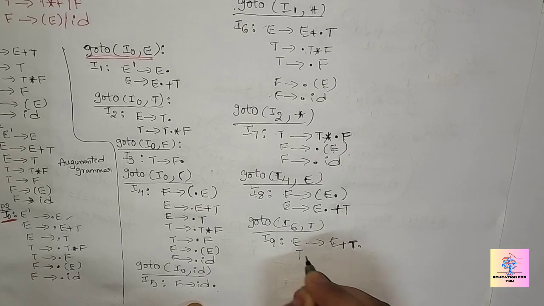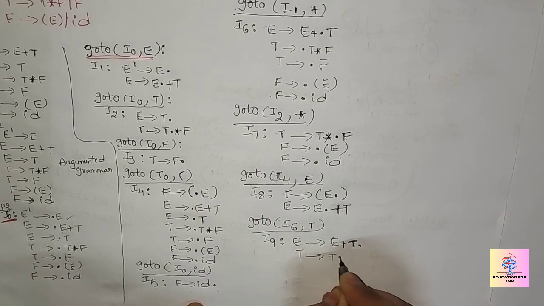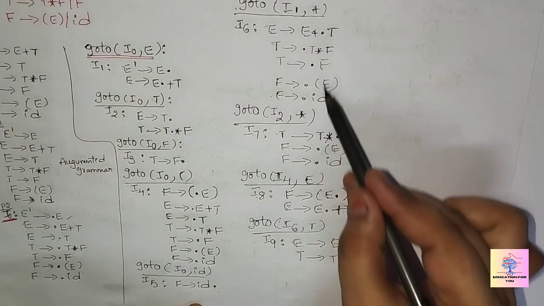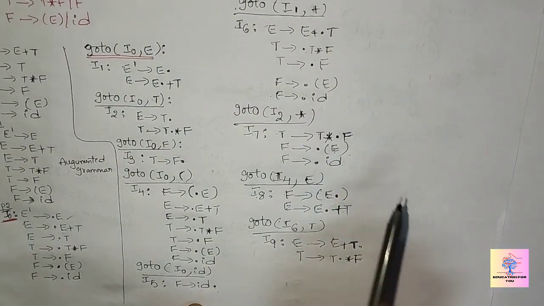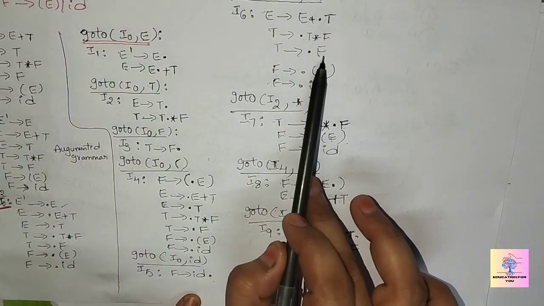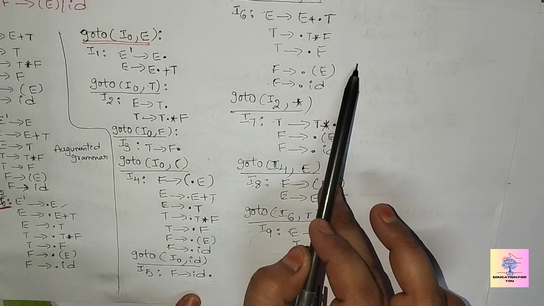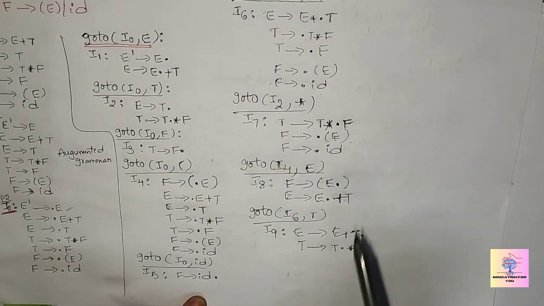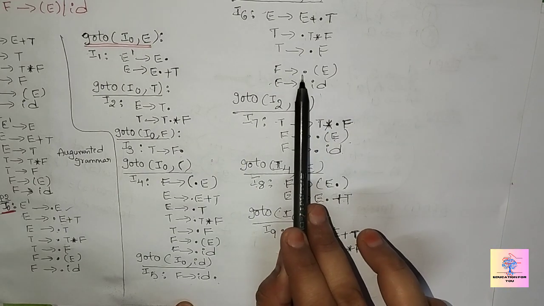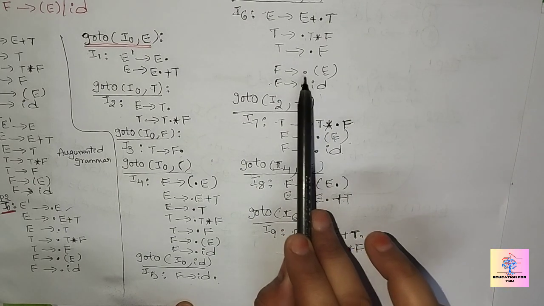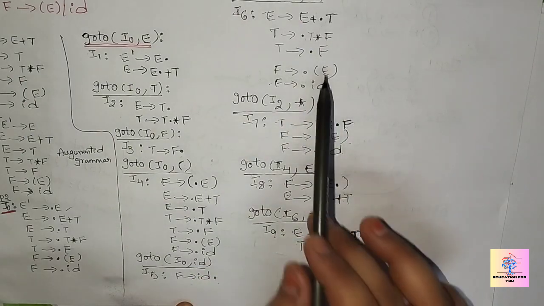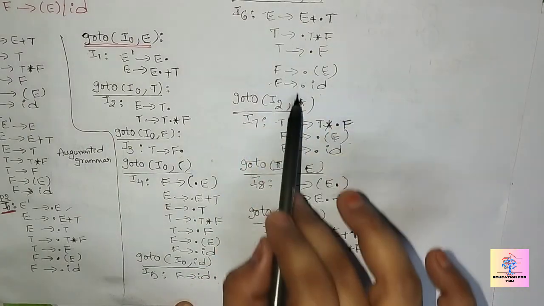So how can you shift that dot? T dot star F. Are there any T's you are going to observe? No, no T's. Now if you take I6, T is over. If you take F dot, you will get F dot, which you already got as I3, so no need to perform. Here for dollar, open parenthesis dot, open parenthesis dot ID, you also got the previous states, so no need to perform. So I6 is also over.